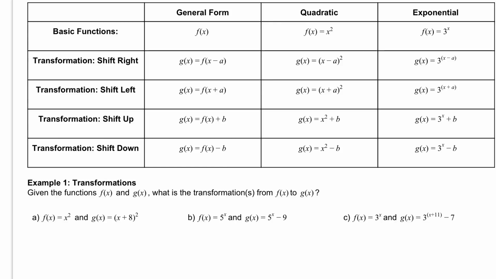In the day 2 notes, we're going to start talking about transformations. So if we look at the very top, before we get to example 1, let's study the table. We have our basic functions. Our general form is f of x. Our quadratic function would be f of x equals x to the second power.